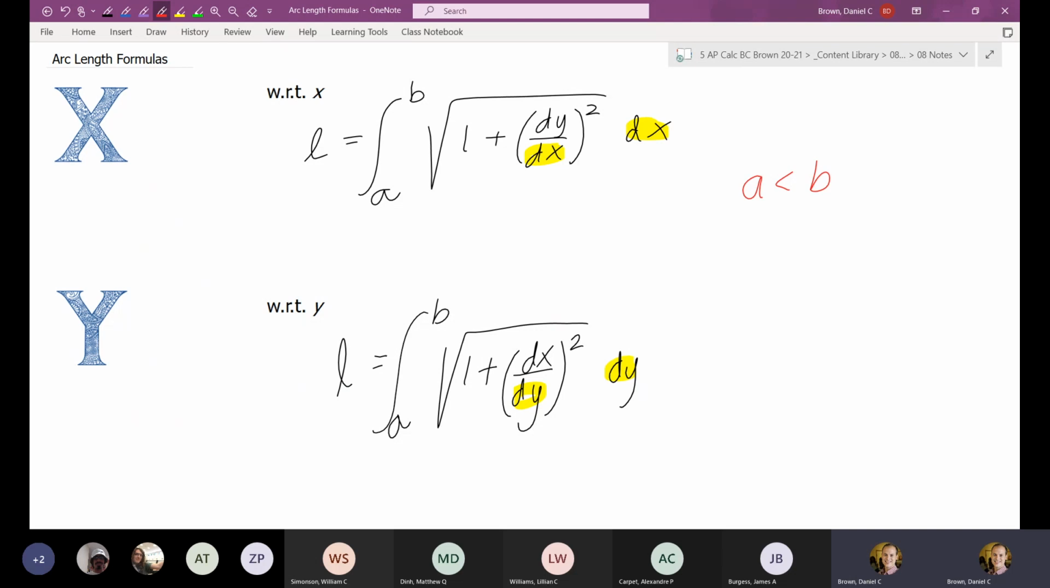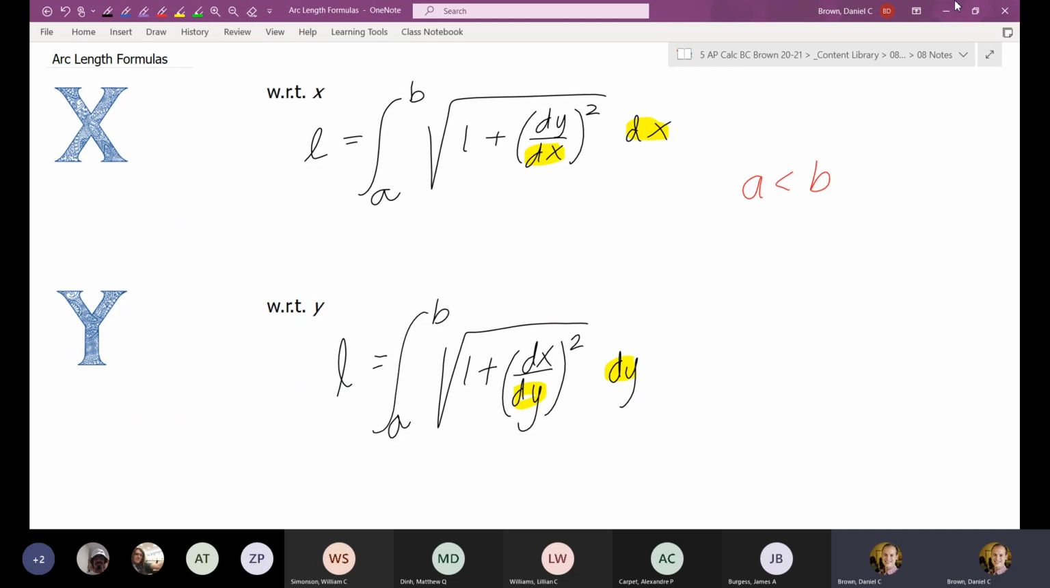I will say don't always think that with respect to x is going to be easier. Sometimes, especially if you're evaluating it by hand, doing it with respect to y actually simplifies a little bit nicer, and that's the one that we're going to choose. But those are the two formulas that we have. Questions on those formulas before we start looking at some examples?